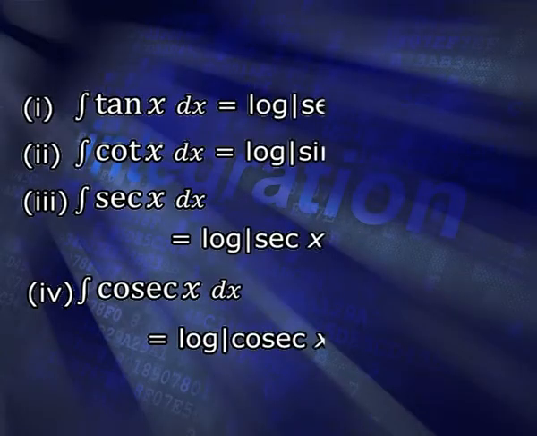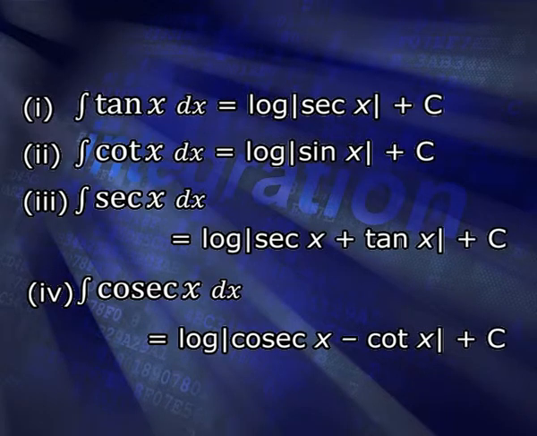Now we discuss some important integrals involving trigonometric functions and their standard integral substitution technique. First, integration of tan x dx is equal to log of absolute sec x plus c. Second, integration of cot x dx is equal to log of absolute sin x plus c. Third, integration of sec x dx is equal to log of absolute (sec x plus tan x) plus c. Fourth, integration of cosec x dx is equal to log of absolute (cosec x minus cot x) plus c.